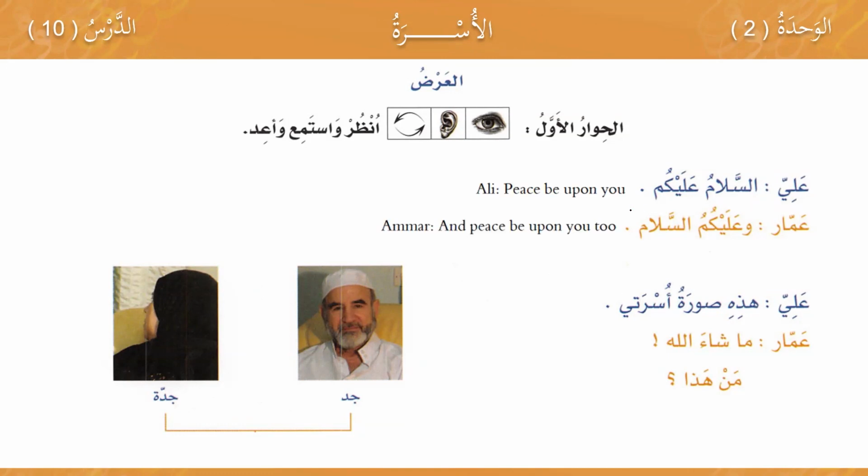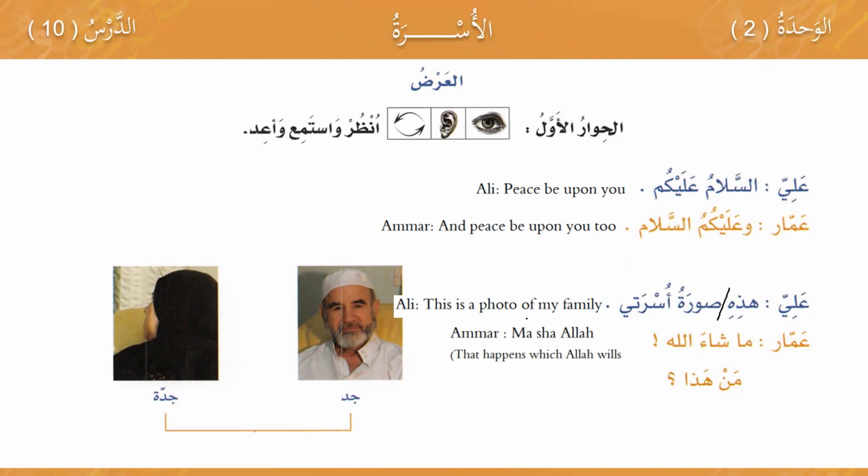So now you look at the translation. For example, assalamu alaikum, we have learned about it. Peace be upon you, and wa alaikum assalam, and peace be upon you too. Hadihi, we have learned about hadihi. This is a demonstrative pronoun, or ismul ishara, and we use it to point towards something that is near and feminine. Suratu usrati, this is a photo of my family.